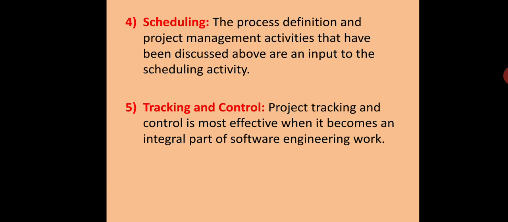The control focuses on two major issues. One is quality and change. Whenever we say controlling, we have to control the quality. So the software team must establish effective techniques for software quality assurance. You must have heard the term quality assurance tester. The person who is a tester looks into the quality assurance. That is a must, because the quality of a product or a project is very important.